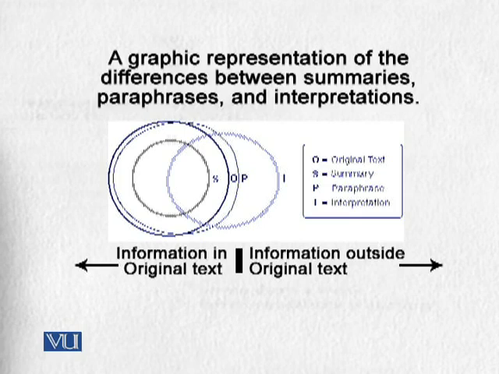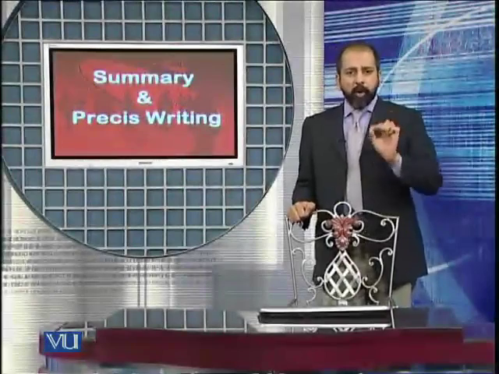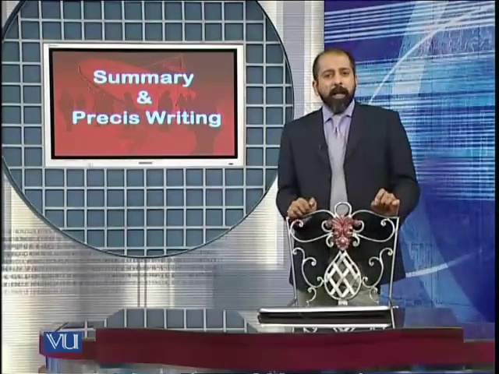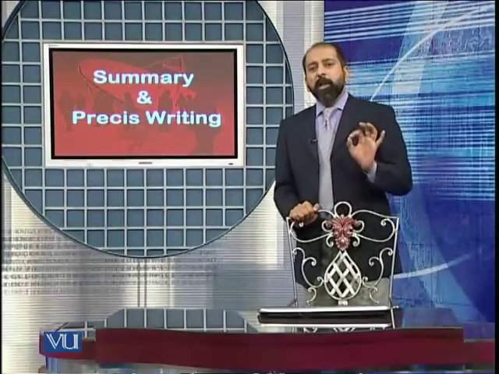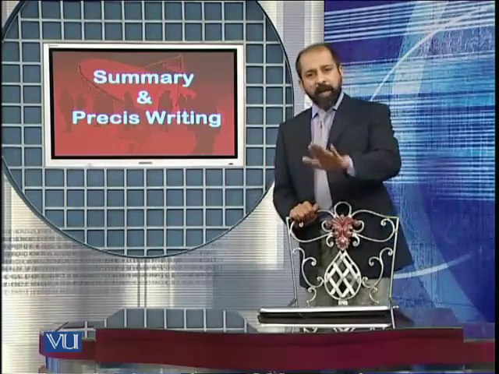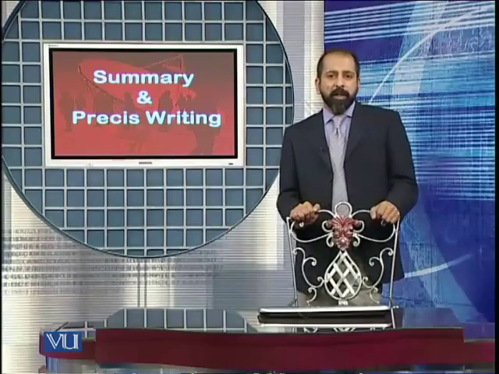S stands for summary. Before I explain the other circles, let's compare the O circle and the S circle. O is larger in size, which is, of course, the original text, and the S circle is smaller, and it's within the larger circle. From here, we can learn many things. Number 1, summary should be smaller than the original text. Number 2, a summary cannot include any piece of information from any other source except the same original text. So we get these 2 things from this graphic representation.